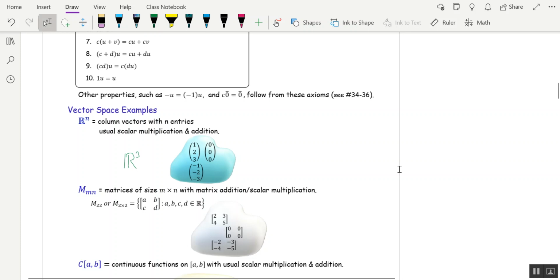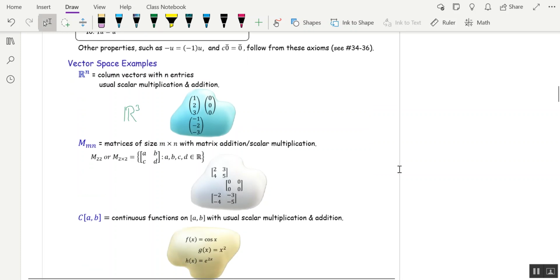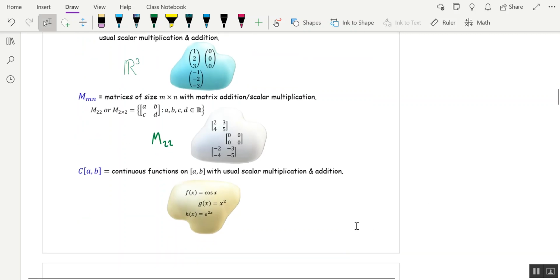Matrices form a vector space: m by n matrices. Here's an example of M22, 2 by 2 matrices. They form a vector space. You can add them together and you end up with another 2 by 2 matrix. The 0 vector is in there. For every matrix M, there's a negative M such that when you add them together, you get the 0 vector. Continuous functions form a vector space. You can add continuous functions, and you can multiply continuous functions by a scalar, and you still have a continuous function.